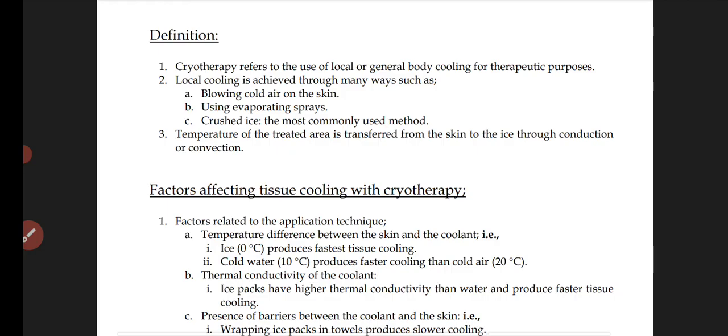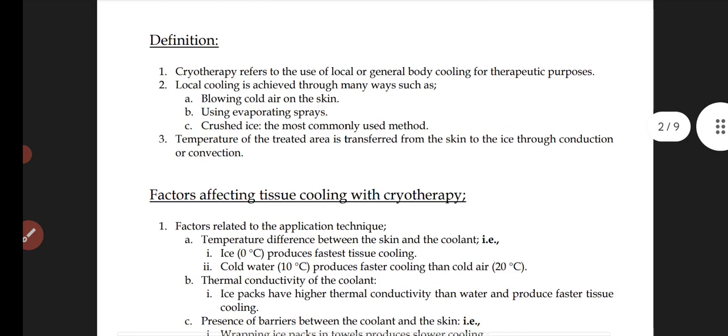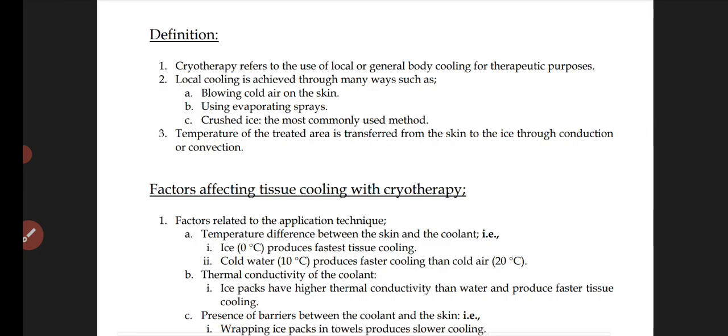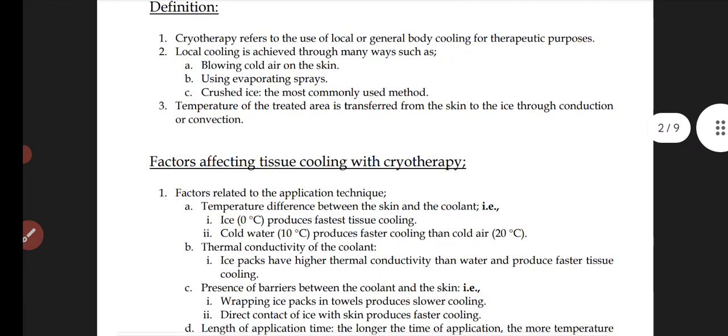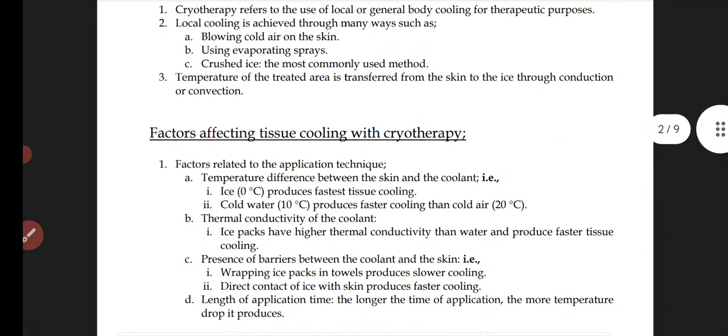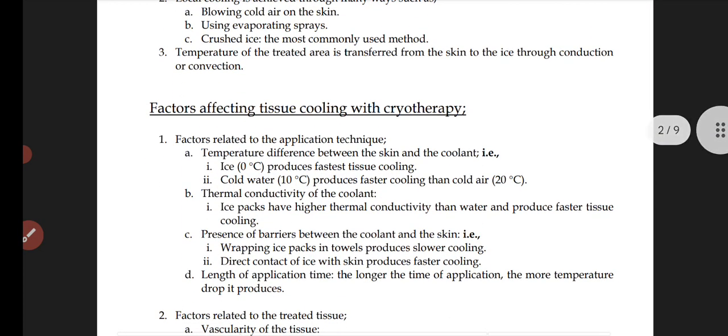Cryotherapy refers to the use of local or general body cooling for therapeutic purposes. Local cooling is achieved in many ways, such as blowing cold air on the skin, using evaporating sprays, or crushed ice, the most commonly used method. In this, heat from the treated area is transferred from the skin to the ice through conduction or convection. Now next are the factors affecting tissue cooling.